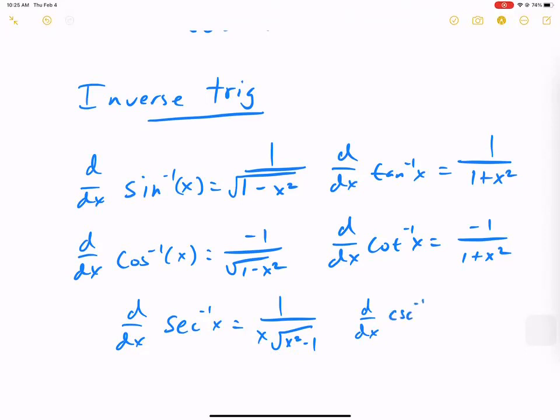Cosecant inverse of x is negative 1 over x times the square root of x squared minus 1. And remember, you write x next to the x squared because it's like, as close as I can be. There's Dove.